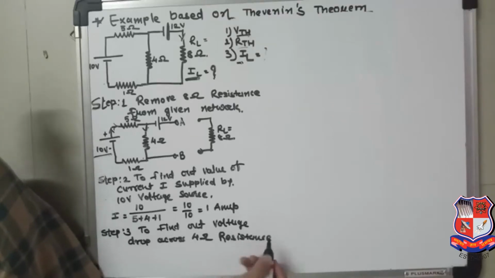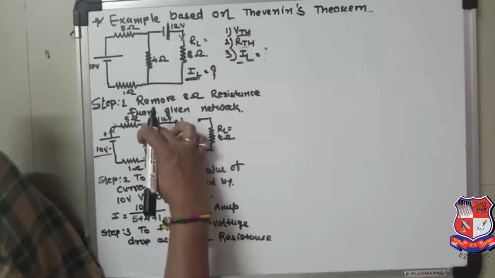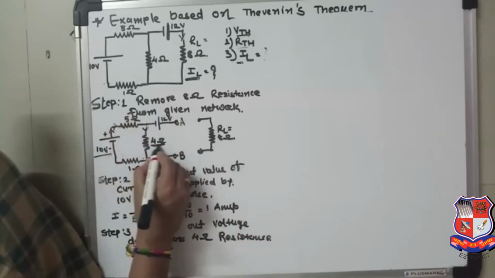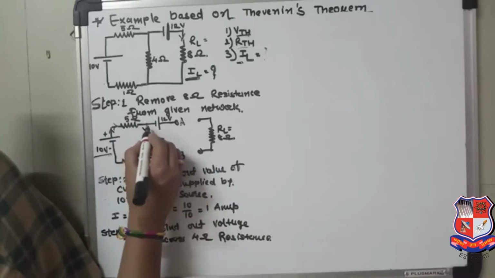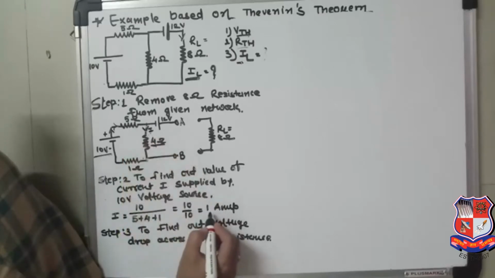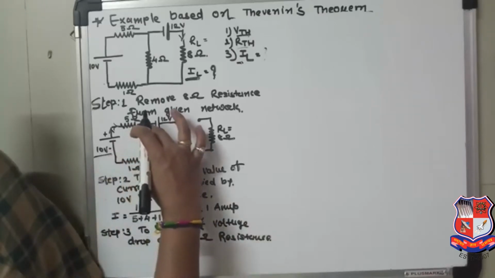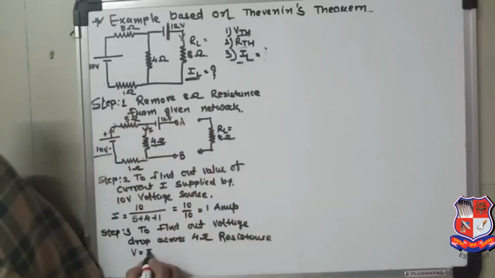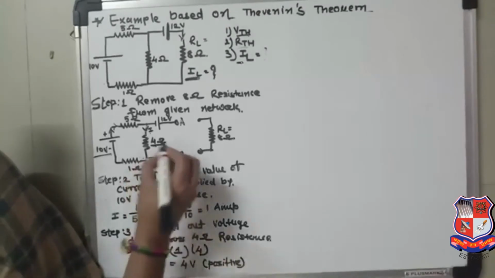Now in step number 3, you have to find out the voltage drop across the 4 ohm resistance. Here the value of the resistance is 4 ohm, and current I is passing through the 4 ohm resistance. The value of I is 1 ampere. So the voltage drop across the resistance is given by V equals IR. So V equals I into R, where I is 1 ampere and R is 4 ohm. So 4 into 1 is 4 volt positive. That is the voltage drop across the 4 ohm resistance.